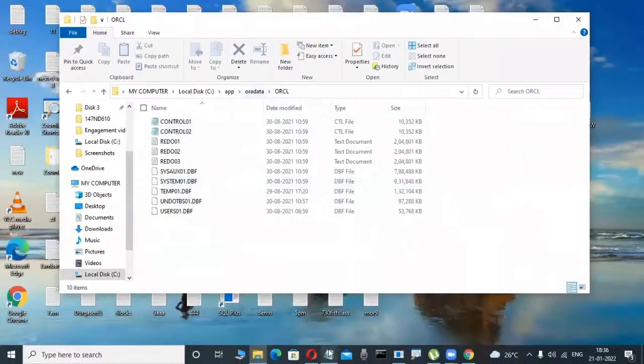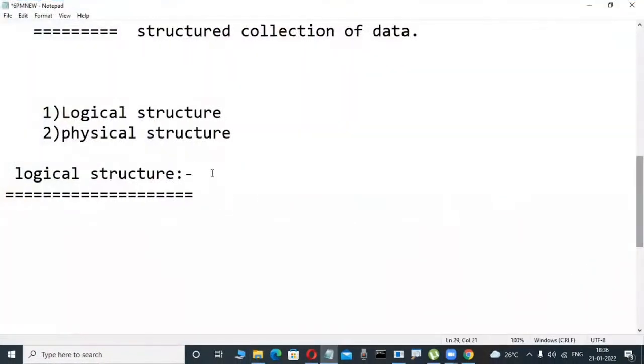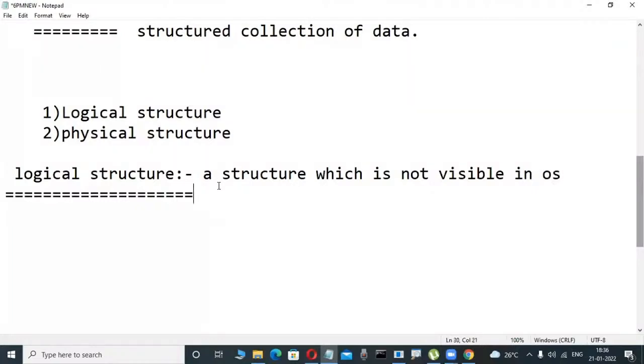That's why, what a logical structure means, don't write it: a structure, a database structure, don't worry, a structure which is not visible in the operating system, in OS, is called a logical structure, the logical structure of the database.